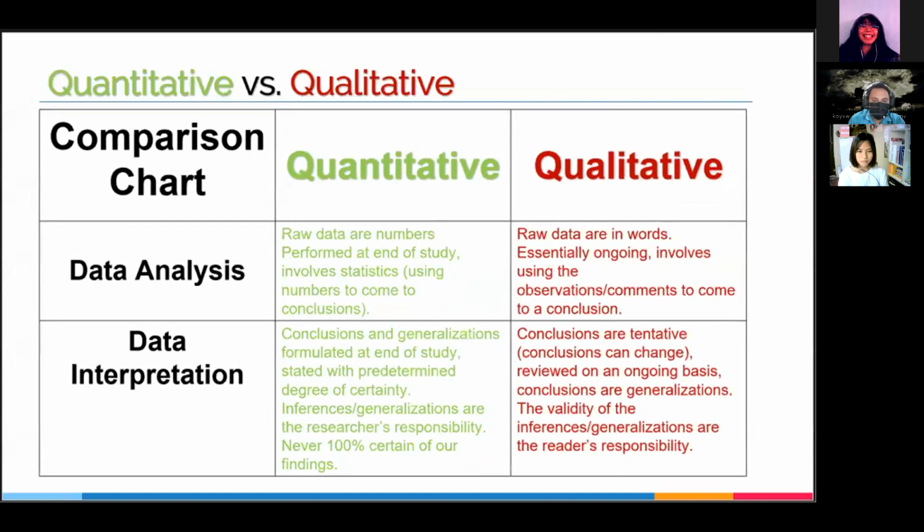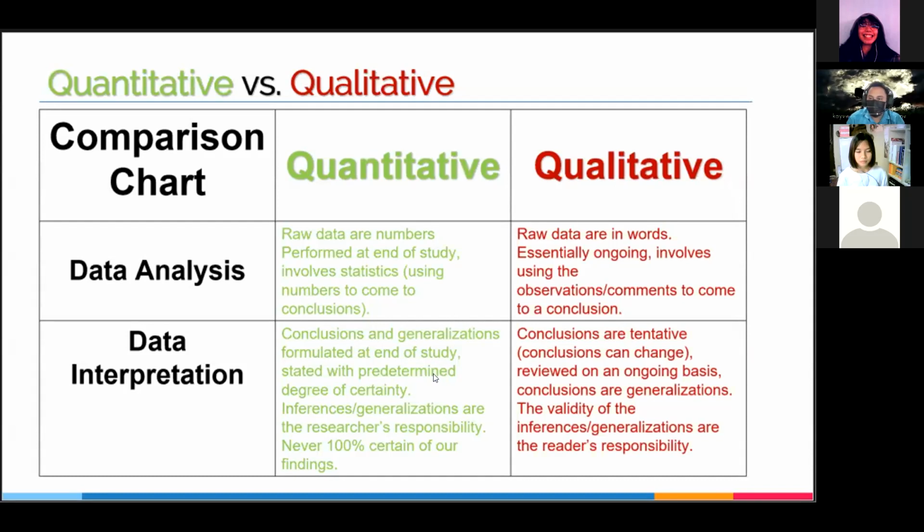Next, quantitative qualitative. So kindly read quantitative qualitative according to data analysis. So would you mind to open your mic, Kirby? Quantitative: raw data are numbers, performed at the end of study. Involve statistics using numbers to come to conclusion. Then sa qualitative, raw data are in words, essentially ongoing, involves using the observation or comments to come to a conclusion.